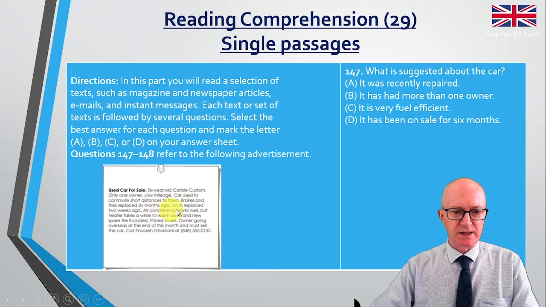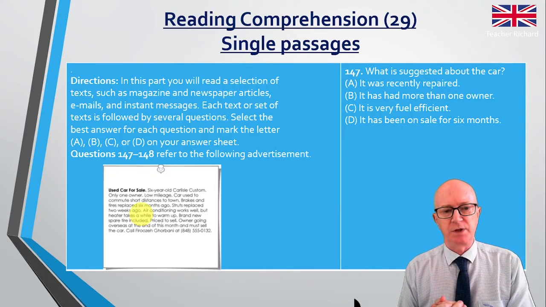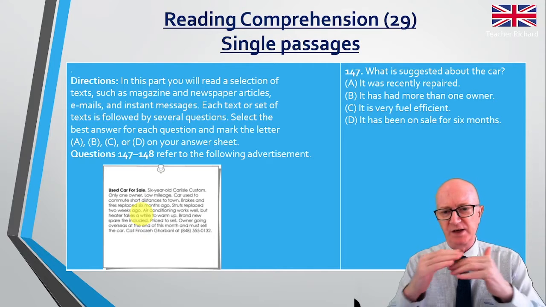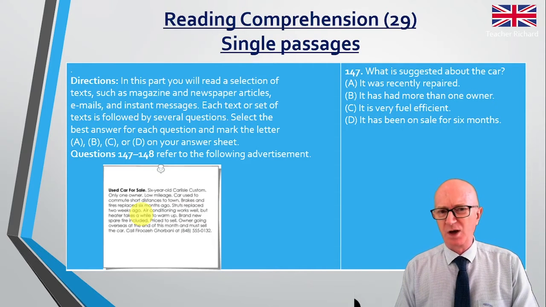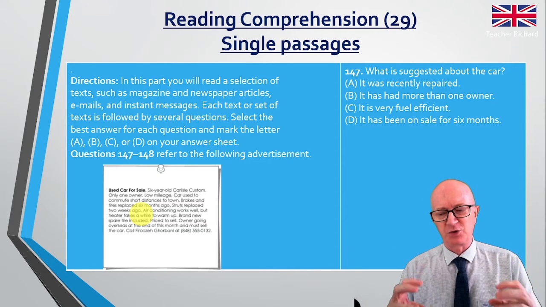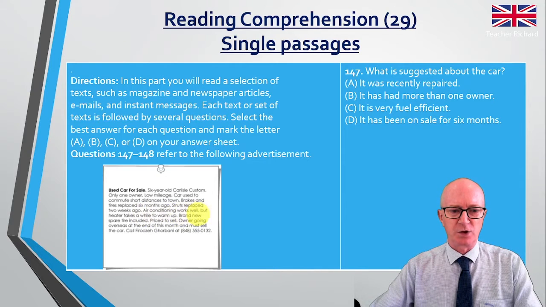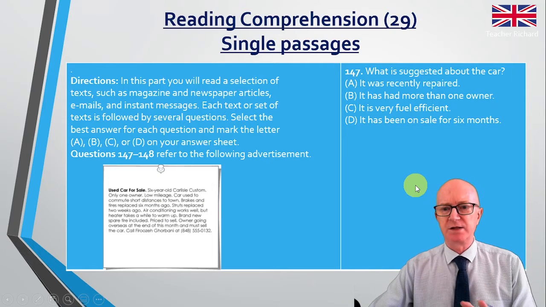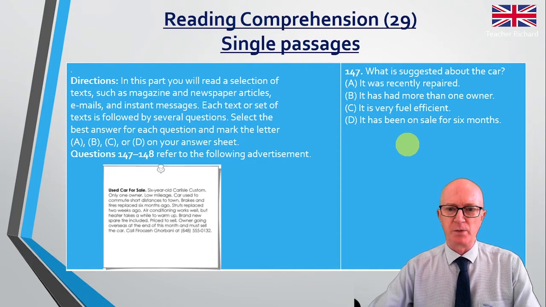Okay, so if we look here, it says brakes and tyres replaced 6 months ago. Struts replaced 2 weeks ago. So a strut is probably something across the back of the car, I think. It's quite important. It keeps the car strong and compact. Air conditioning works well, brand new spare tyre included. So, looking at that, it could be A. It was recently repaired. Repairs have been done. Okay, but let's check and eliminate the others before we make our final decision.